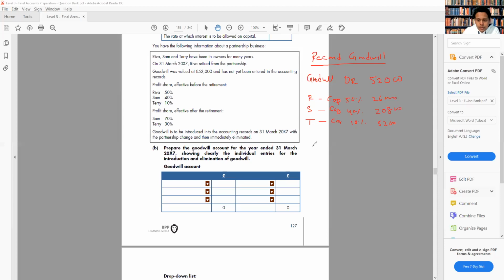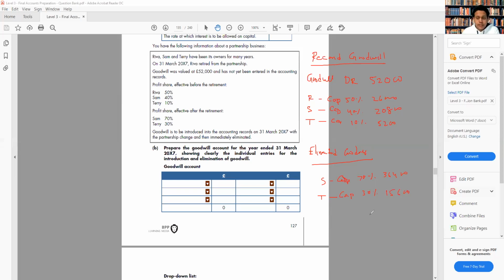So I need to eliminate that. When you eliminate the goodwill, this time goodwill will be credited and the capital accounts will be debited, but with the new ratio. Now in the new ratio we have only Sam and Terry. So Sam's capital account 70%, Terry's capital 30%, and that is 36,400 for Sam and for Terry 15,600.